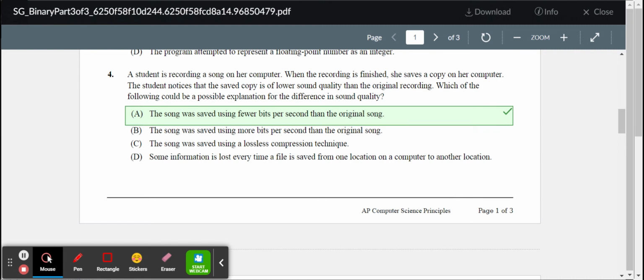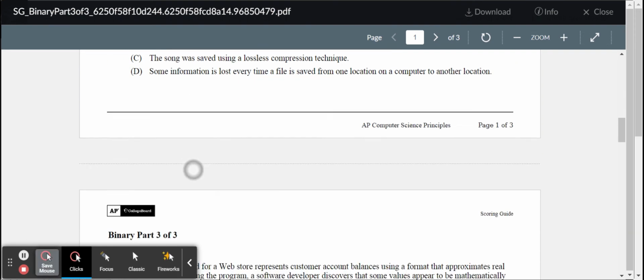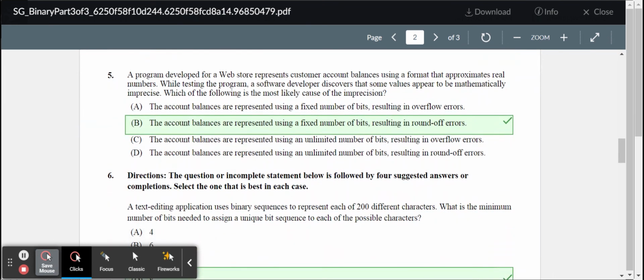The song was saved using a lossless compression. That means it didn't lose any, but obviously it did lose some. Some information is lost every time a file is saved from a location on a computer? That's not true. It's just how it's compressed. If you save it on one computer and then you take that file and save it onto another, it should be the exact same unless you're compressing in some way.